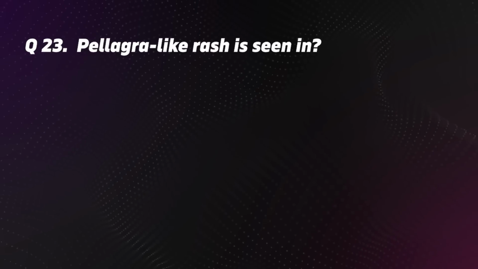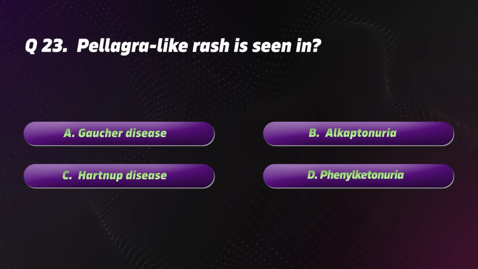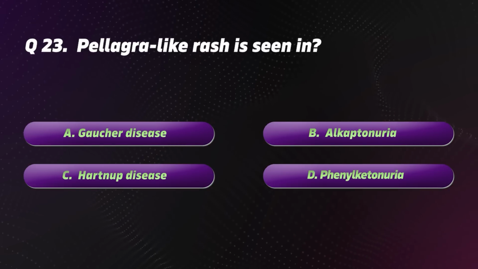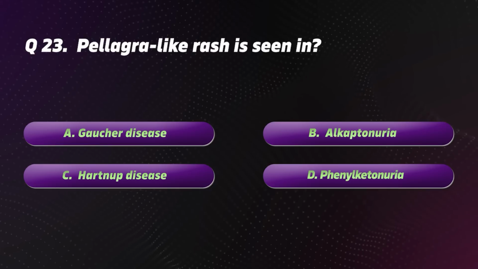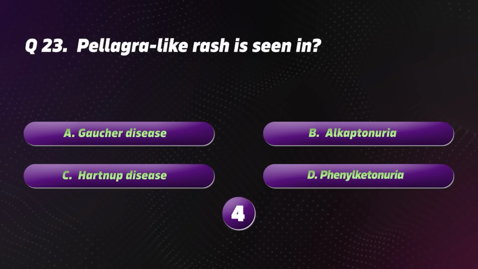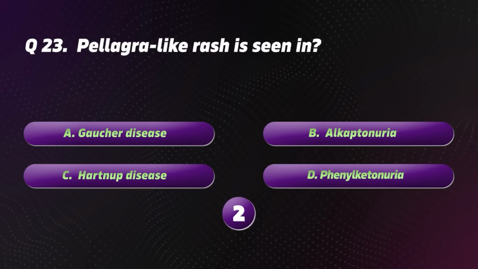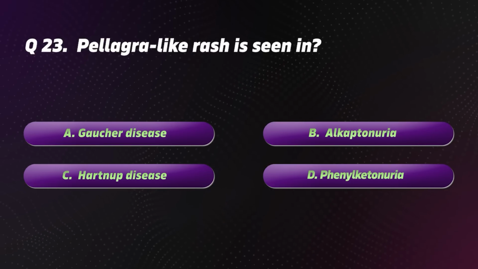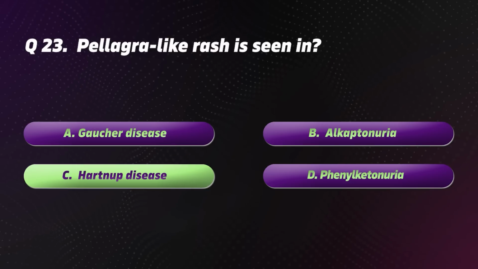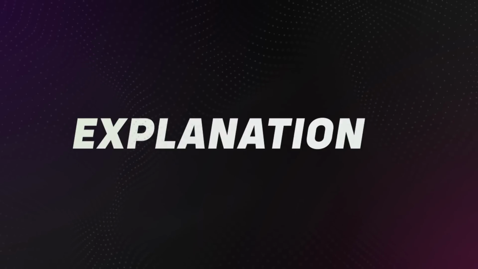Question 23. A pellagra-like rash is seen in? Here are the options. A. Gaucher disease. B. Alkaptonuria. C. Hartnup disease. D. Phenylketonuria. And the correct answer is option C. Hartnup disease. Here's the explanation.